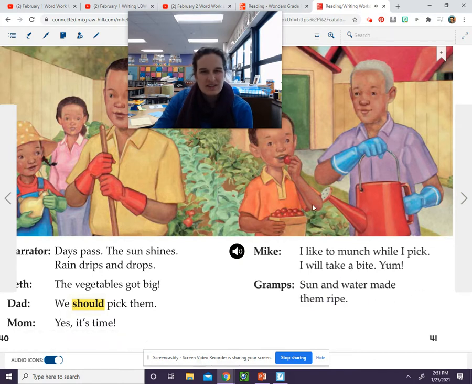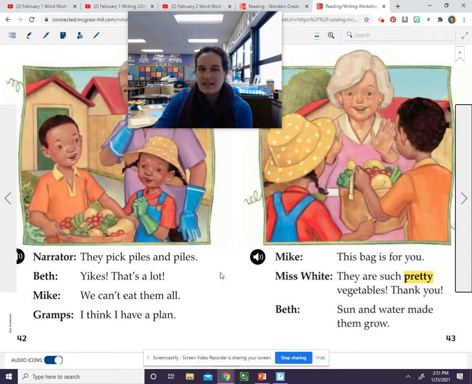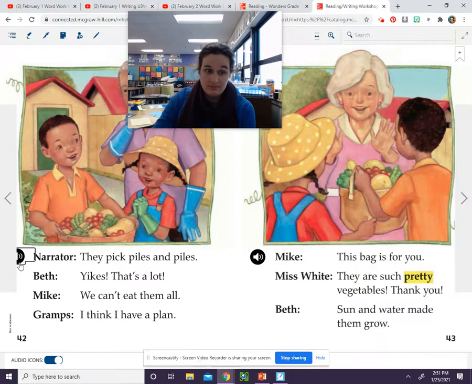We could say this is the last thing that happens, but there's still another page in the story. So let's save our last idea. Let's keep listening to what happens last.